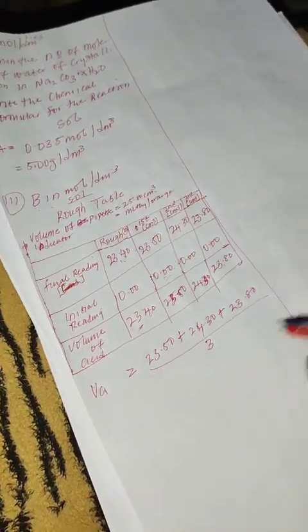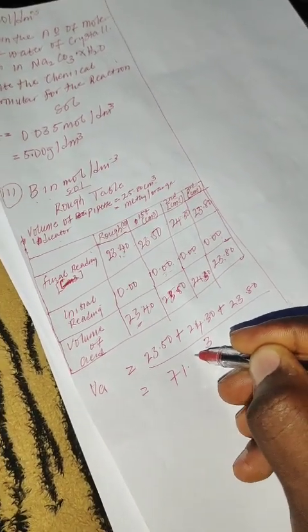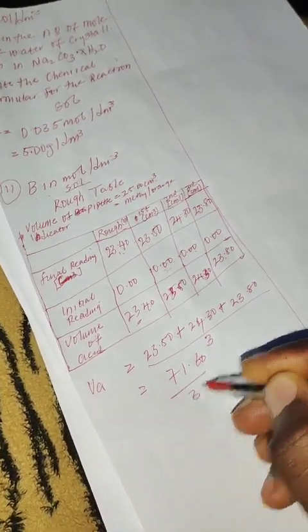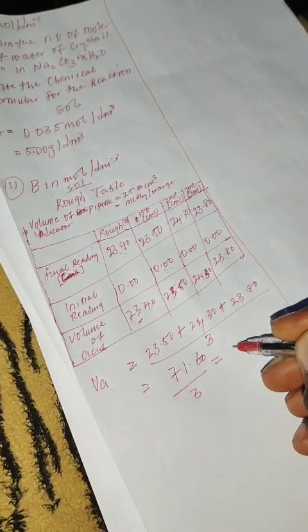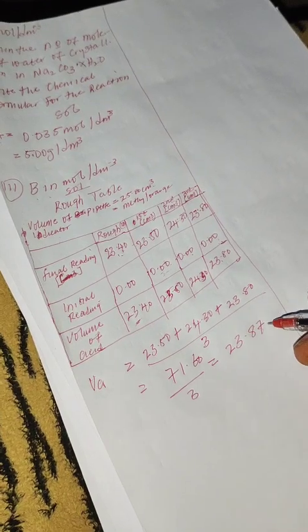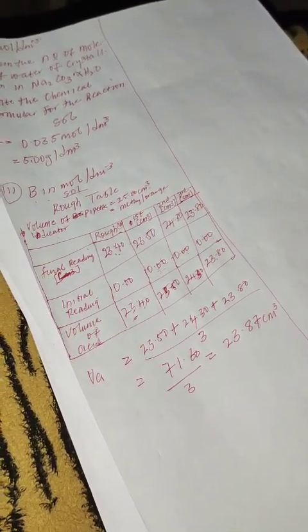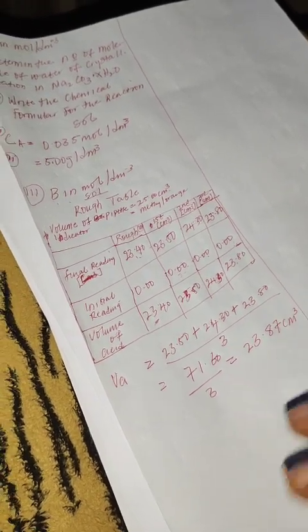And when I do that, I will have 71.60 divided by 3. And if I solve for that, I'm going to have 23.87. This is the volume of acid that I'll be using. This is my volume of acid, 23.87. So this is now my VA.